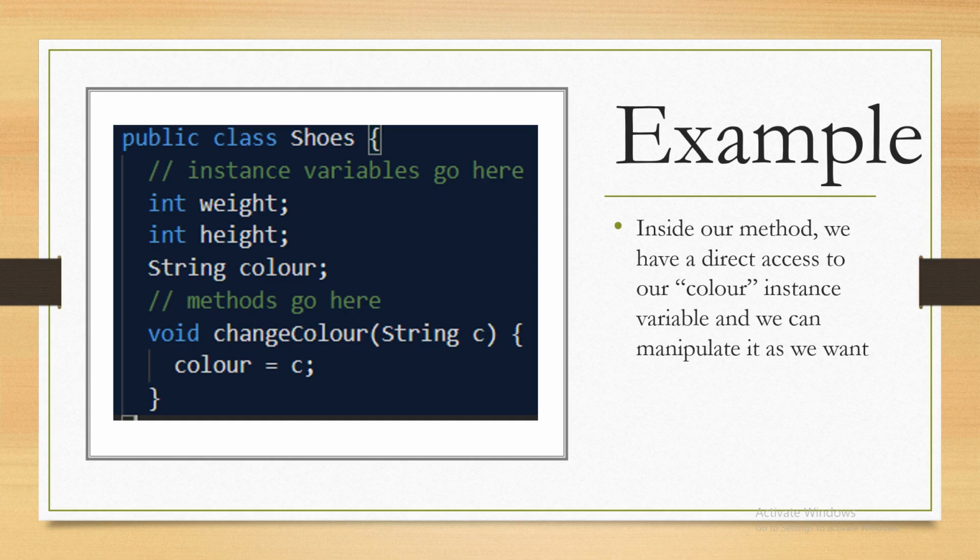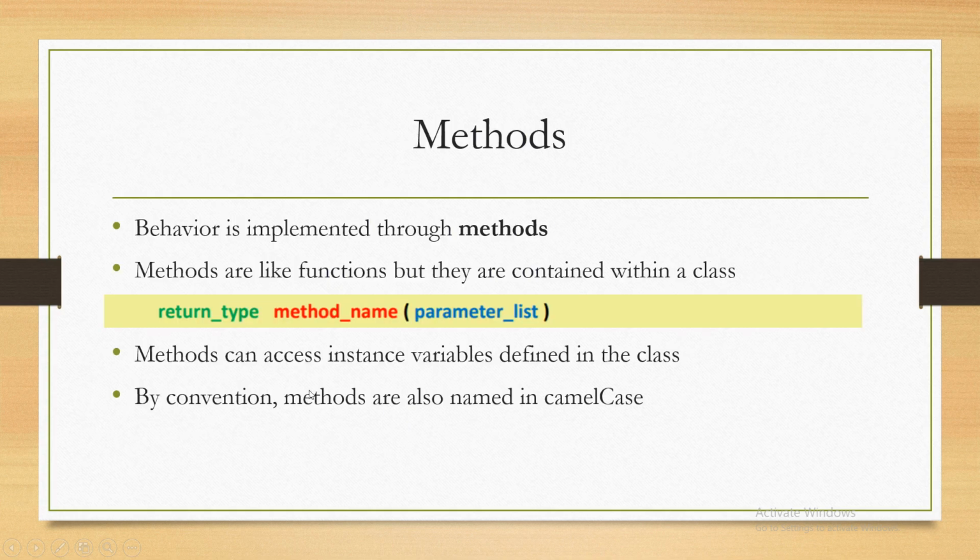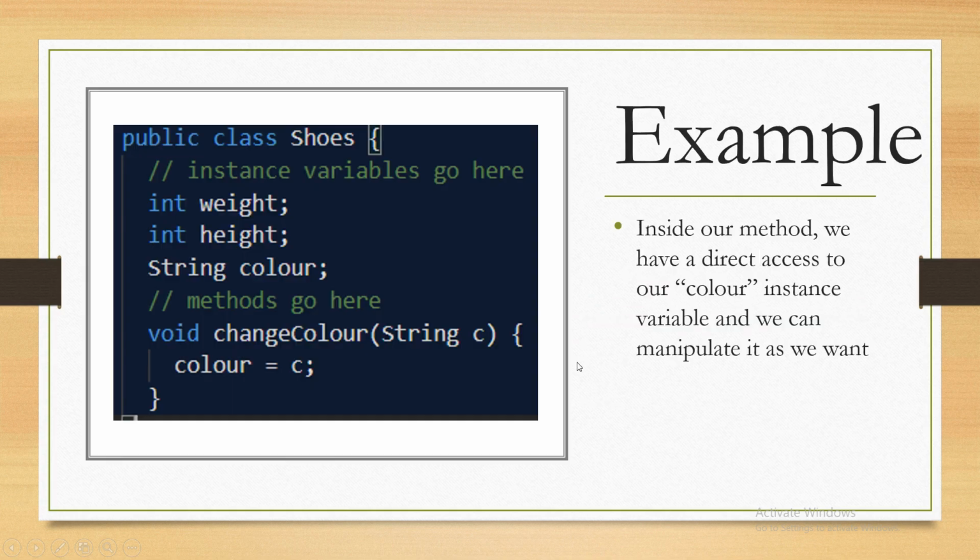So we create a class shoes that takes weight, height, and color. And by takes, I mean I'm just giving these attributes, but of course it can have many more. And after initializing our variables, I'm giving a method that is not going to return anything. How do we know that it's not going to return anything? Well, we have the keyword void. Then I'm simply giving a camel case name, change color, and I'm giving a parameter, and then I say color is equal to C. And as I said, methods can access instance variables defined in the class, so we can access color here within our method.